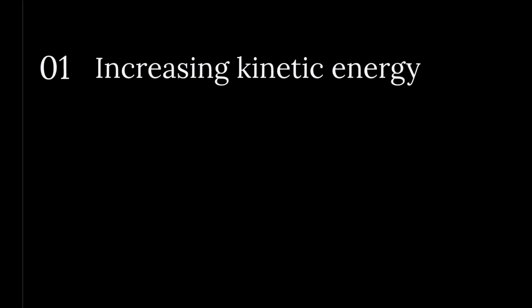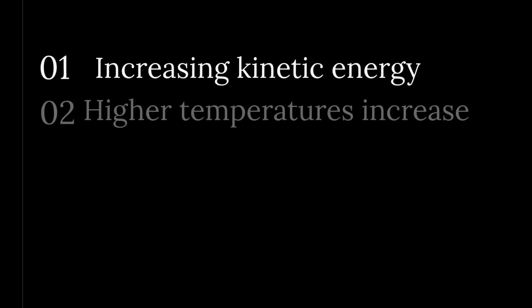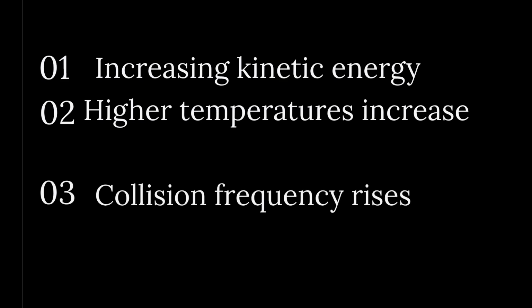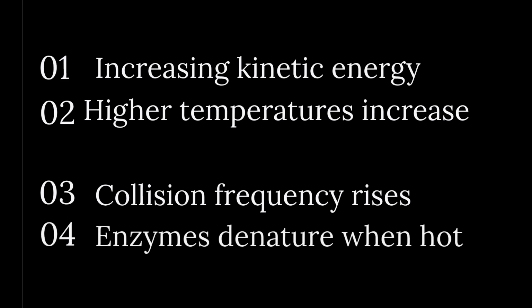Temperature affects enzyme activity by increasing kinetic energy. Higher temperatures increase collision frequency and reaction rate. Beyond the optimum, enzymes denature as bonds break. The active site loses shape, drastically reducing reaction rate. Most human enzymes have an optimum temperature around 37 degrees Celsius.